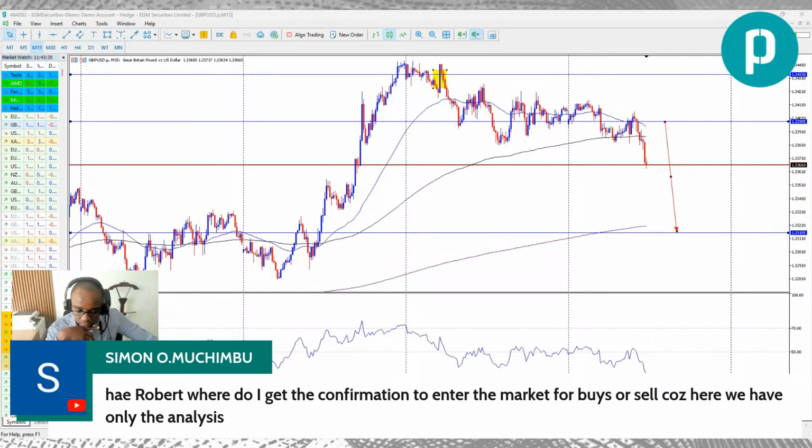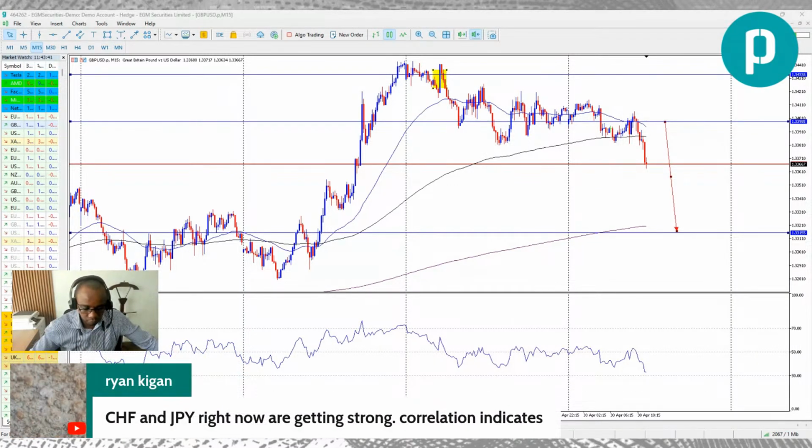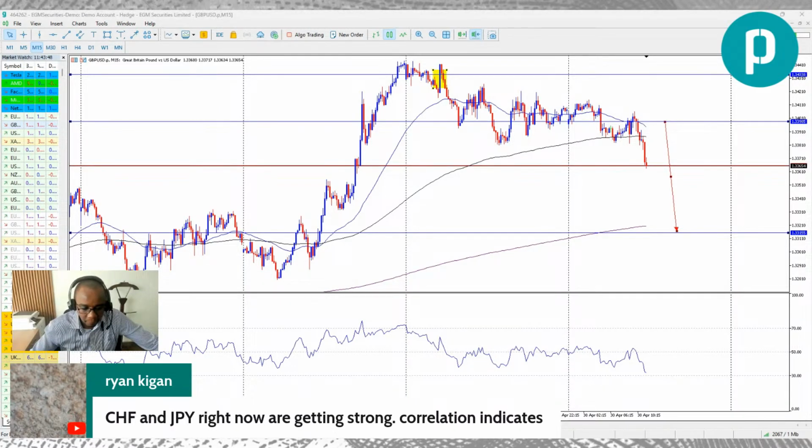On JPY, I wait for BOJ tomorrow. So BOJ, we have that. And then, of course, the uncertainty part. The Japanese yen has so many considerations, especially by it being a safe haven.